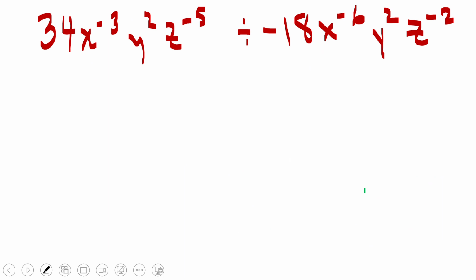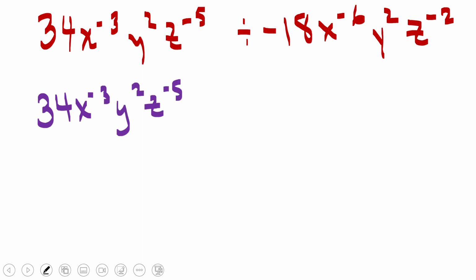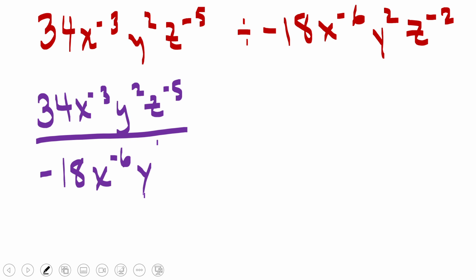Okay, we have a presentation of division. If you rewrite this idea with a fraction bar, it helps you see numerator to denominator what you need. 34x to the negative third times y squared times z to the negative fifth all over negative 18 times x to the negative 6 times y squared times z to the negative second power.